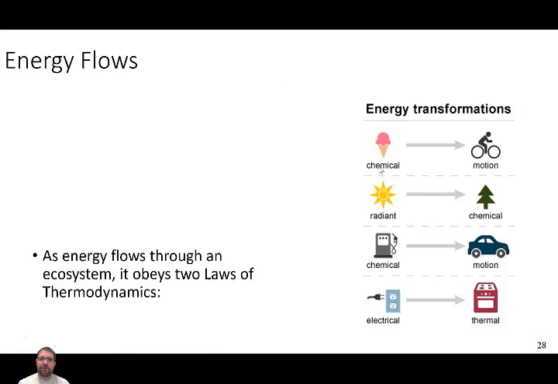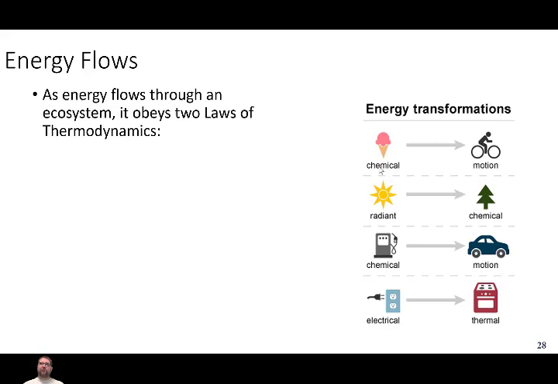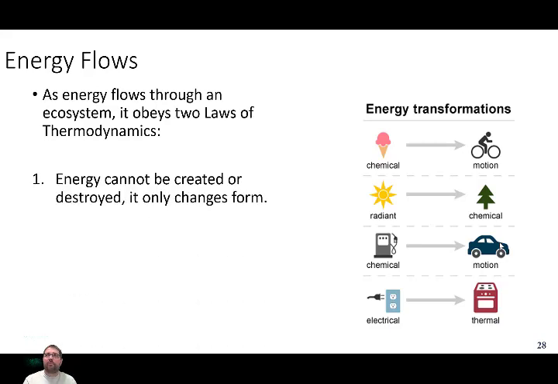Okay, so energy flow. Energy has to follow the laws of thermodynamics. Okay? 2 laws of thermodynamics that I want to talk about. So over here, you can see how energy is transformed. You take this chemical energy, you transform it into motion. You can take radiant energy from the sun, you can transform it into chemical energy. You can take chemical energy, you can transform it into motion. See, there's all kinds of ways at which energy flows and energy transfers. But they have to obey the laws of thermodynamics.